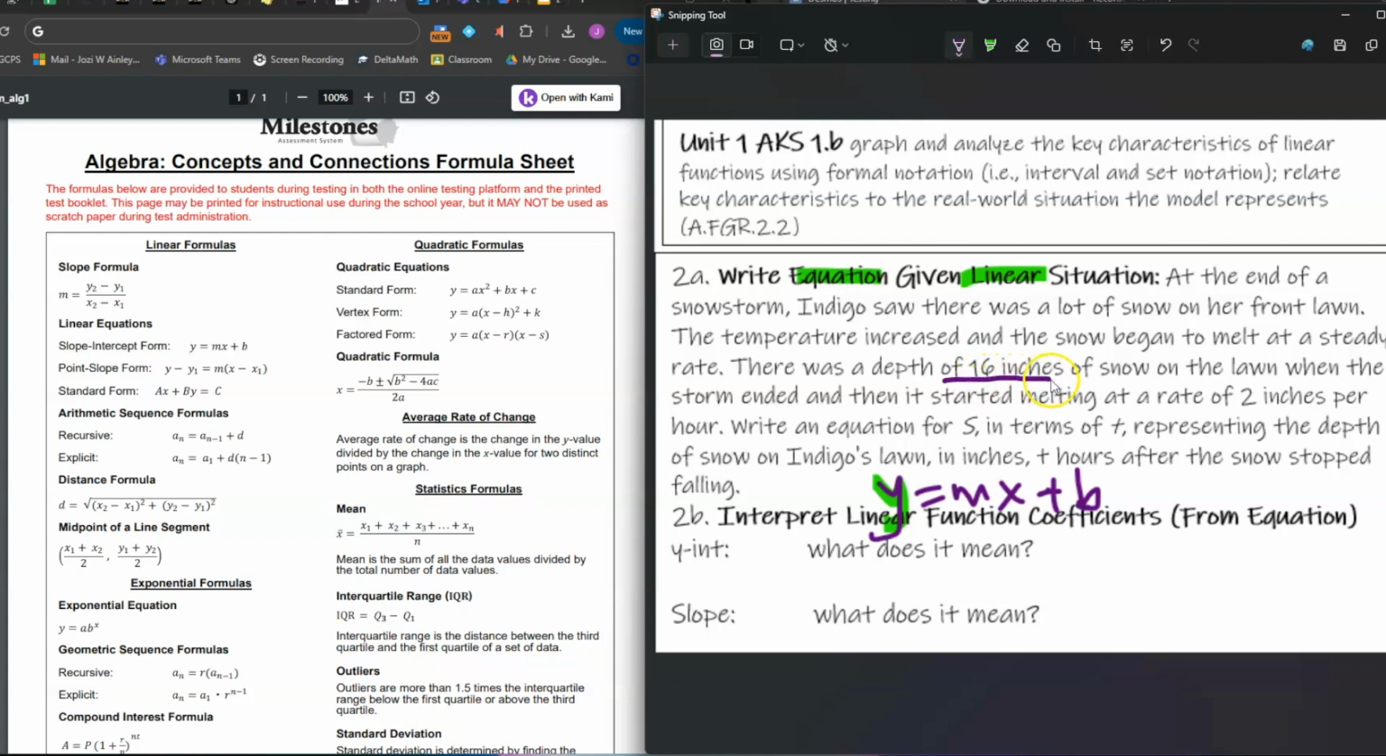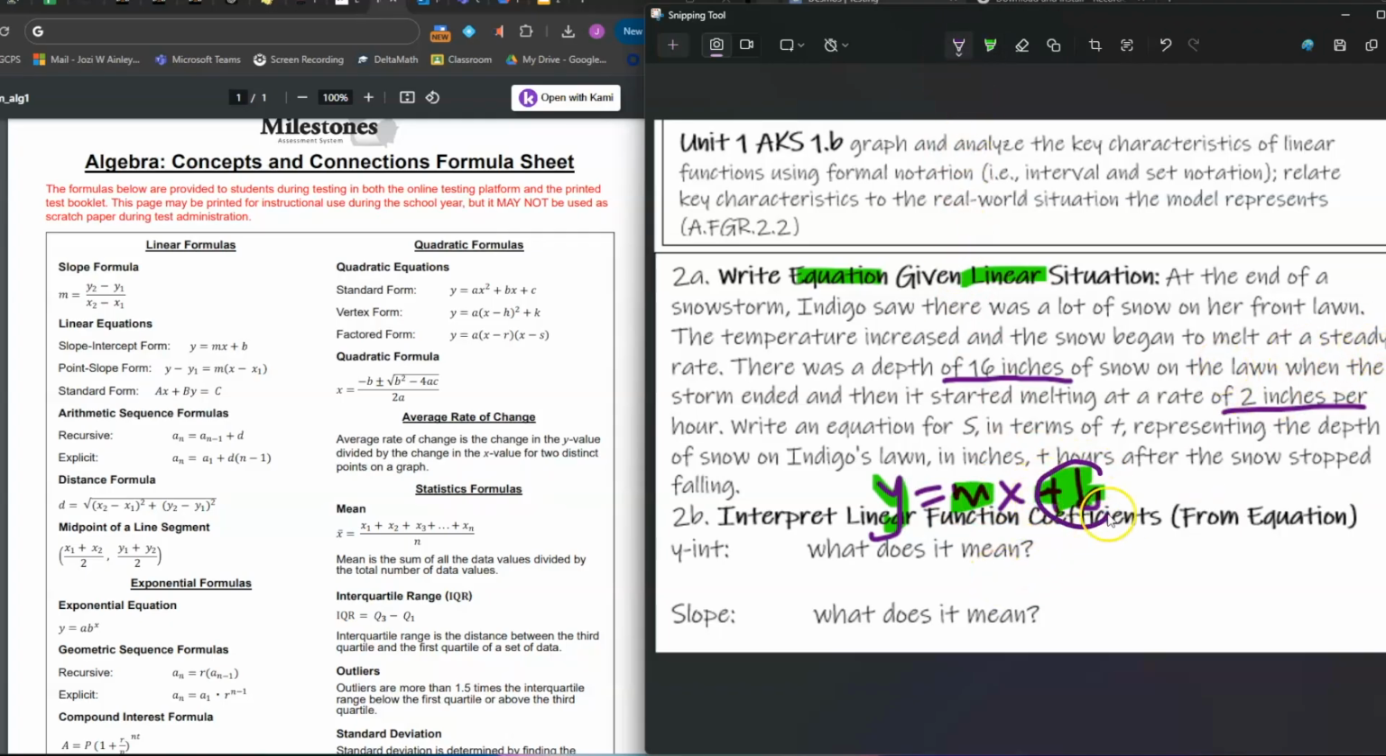Okay, so every time I get a number, I'm going to underline it because those are the numbers I need to put in M and in B. All right, 16 of snow on the lawn where the storm ended and it started melting at a rate of 2 inches. So there are my two numbers. There is my M and my B. And now the question is, which one is M and which one is B? So let's go through some definitions. Again, please remember you're writing on the right-hand side over here.